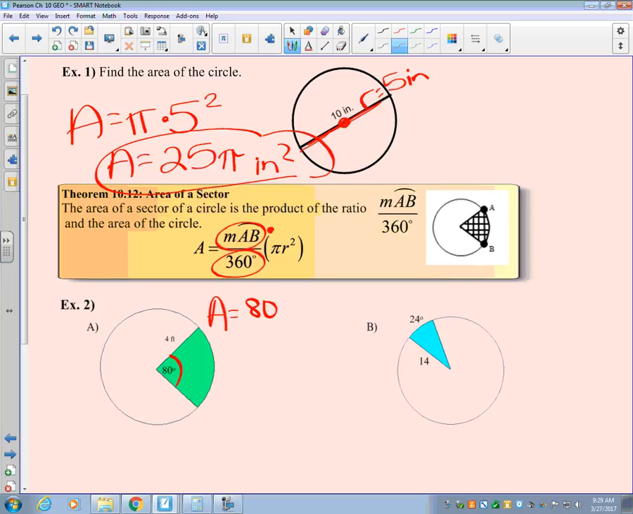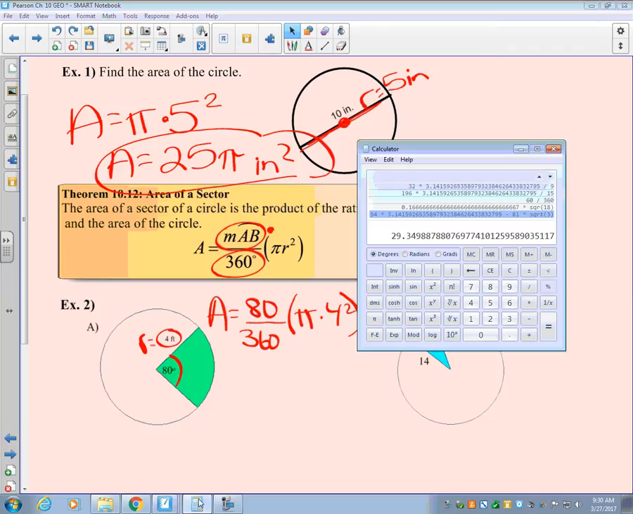So for example 2, we're going to go 80 divided by 360. Then we're going to times it by the area of the whole circle. Remember, halfway across the circle is the radius, all the way across the circle is the diameter. So 4 feet is the radius. Now, if I were to do this in my calculator, I would do everything except the pi. I'd go 80 divided by 360 times 4 squared.